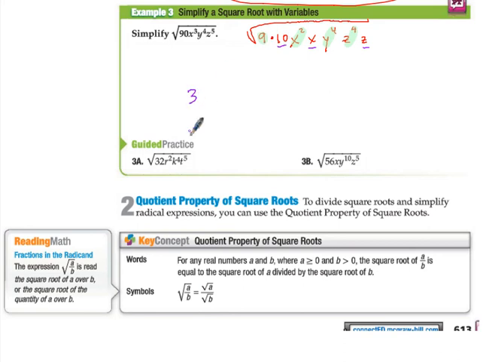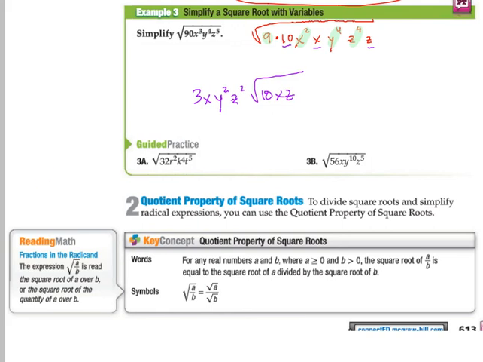So here's how I answer this. The square root of 9 is 3. The square root of x squared is x. The square root of y to the 4th is y squared. The square root of z to the 4th is z squared. What's left under there? Well, everything I underlined. 10xz. That's it. Go ahead and pause the video right here. See if you can do 3a and 3b on your own. Go ahead and pause the video now.